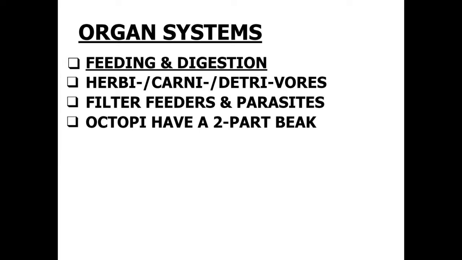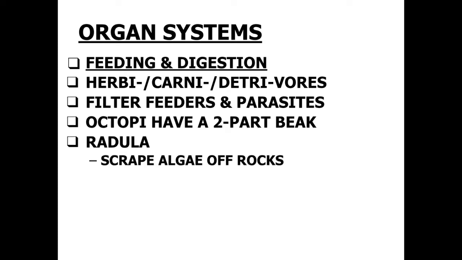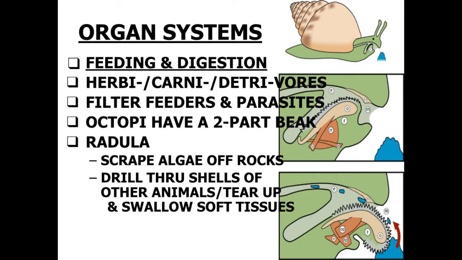Octopi have a two-part beak. All mollusks except bivalves have a radula, a tongue-like organ covered with thousands of pointed, curving teeth used for feeding. Food is digested in the stomach and the intestine in the one-way digestive tract, and wastes are passed out of the anus.